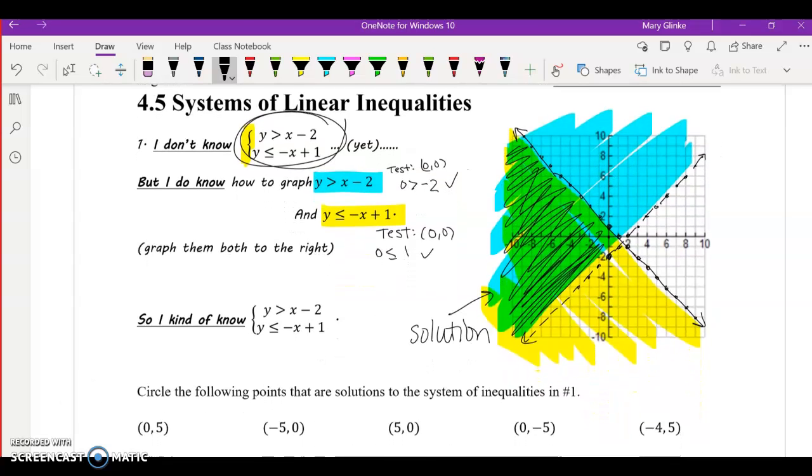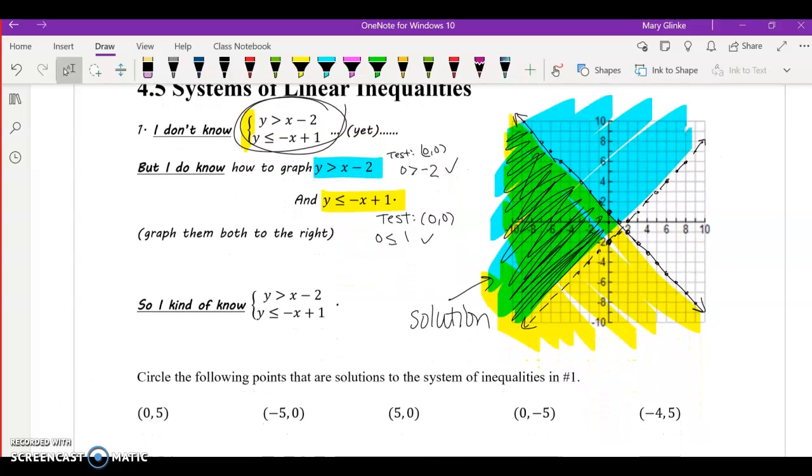Okay? So looking at this, we want to circle the points that are the solutions to this system of inequalities. So 0, 5 is up here. It works in blue, but not in yellow. So 0, 5 does not work. -5, 0 is over here. It works in both blue and yellow. 5, 0 didn't work in either one. 0, -5 works in yellow, not blue.